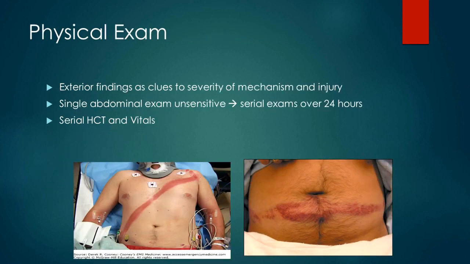So physical exam findings. Your exterior findings act as clues to the severity of the mechanism and injury. A single abdominal exam is insensitive, so you may admit these patients for serial abdominal exams over 24 hours. You can check serial hematocrits and vital signs. Like we talked about, up to 30 to 45% of blunt trauma patients will have benign abdominal exams on initial evaluation.